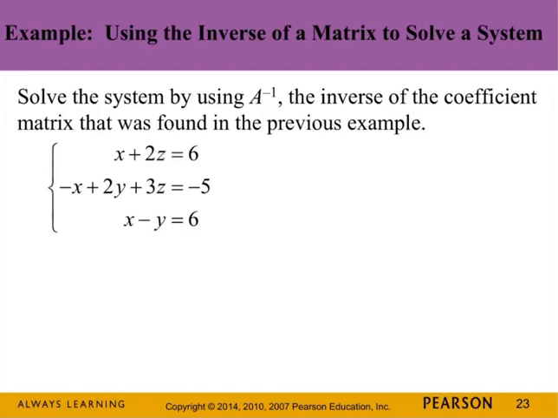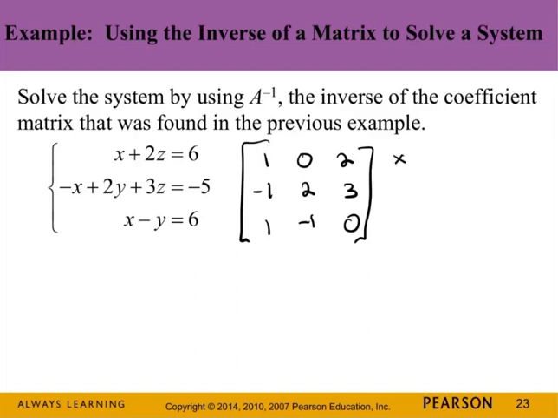First, let's rewrite this linear system as a matrix equation. First thing we want to do is write out our coefficient matrix. We got X, Y, Z, so it's going to be 1, 0, 2. We just want the coefficients: -1, 2, 3, 1, -1, and 0. We want to multiply that times our variable matrix, which is going to be X, Y, Z, and then it equals our constant matrix, which is going to be 6, -5, and 6.